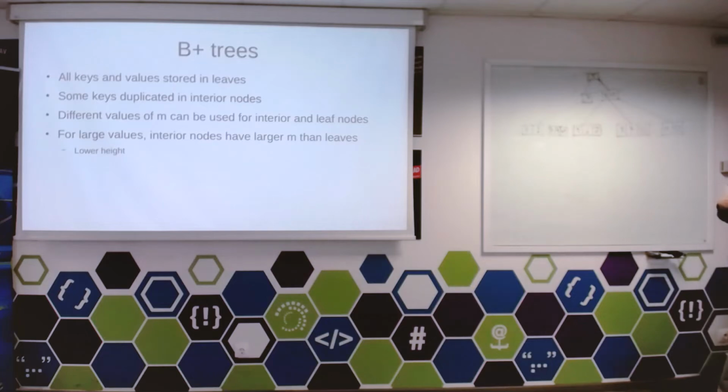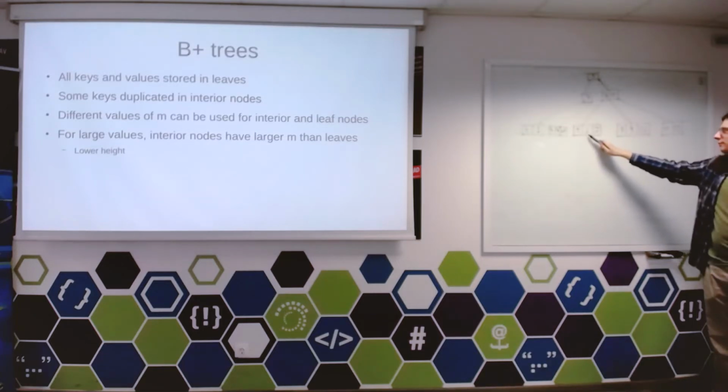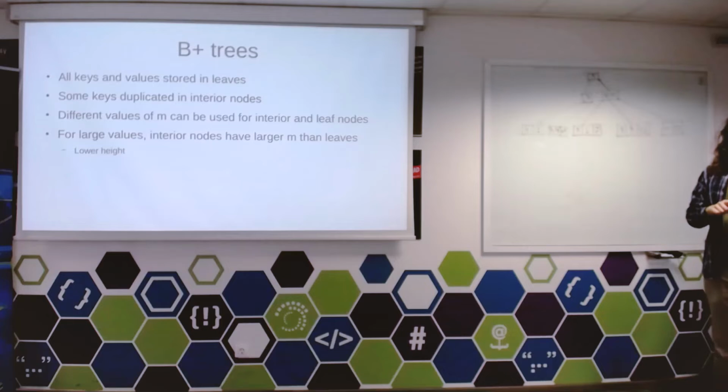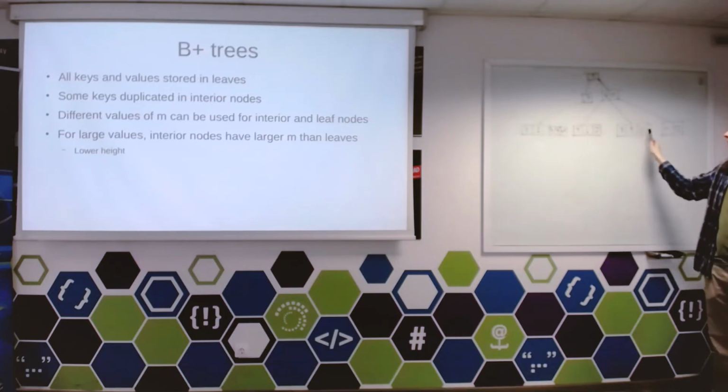And deleting from B plus trees always starts by deleting the thing you want to delete from the leaf. And some people just leave it at that. You might do something like a B-tree deletion in case. So you might want to merge adjacent leaves if they become too small.